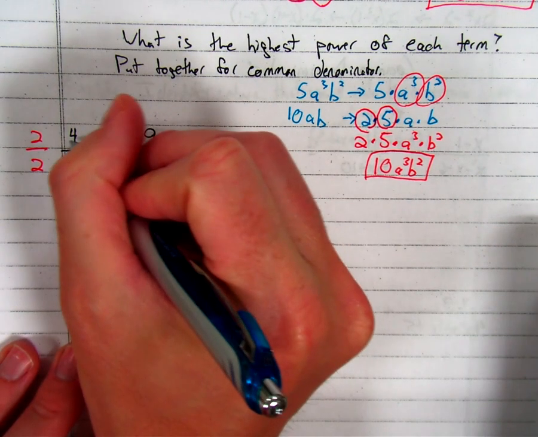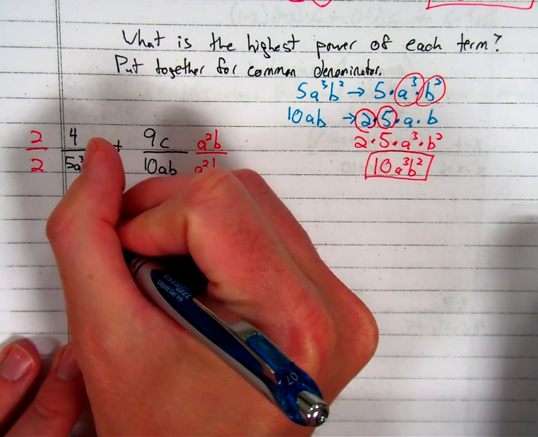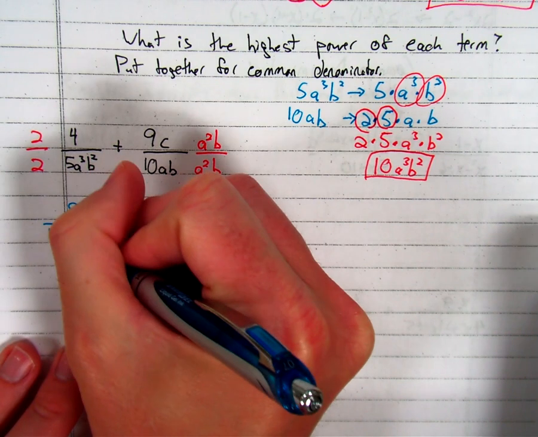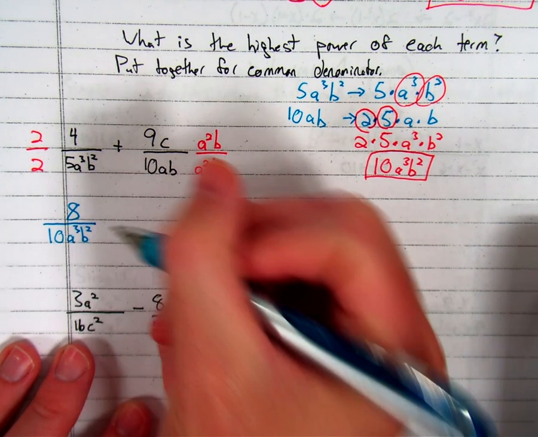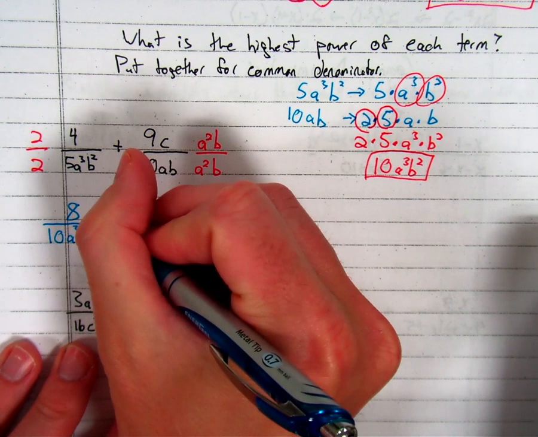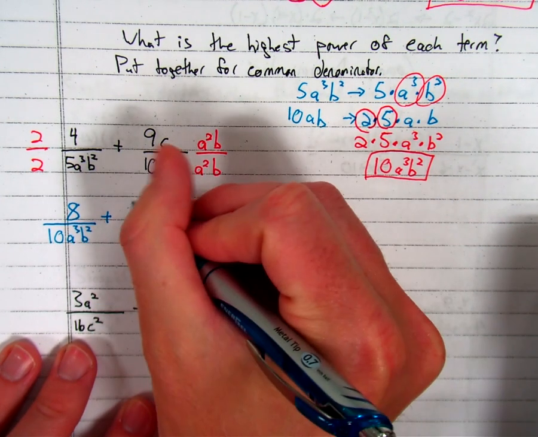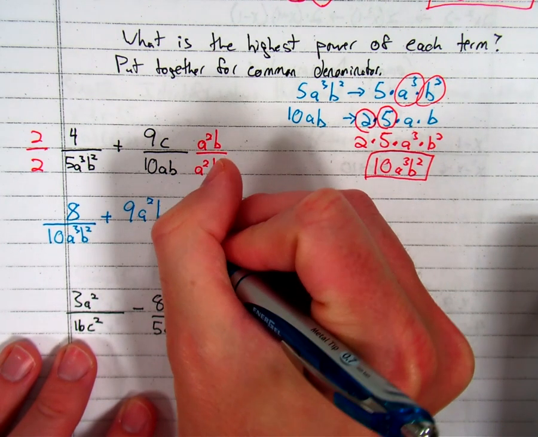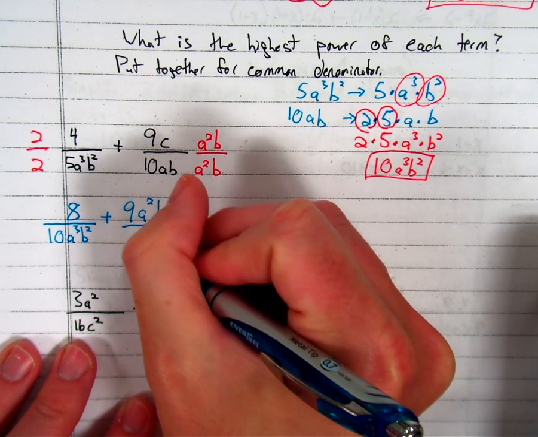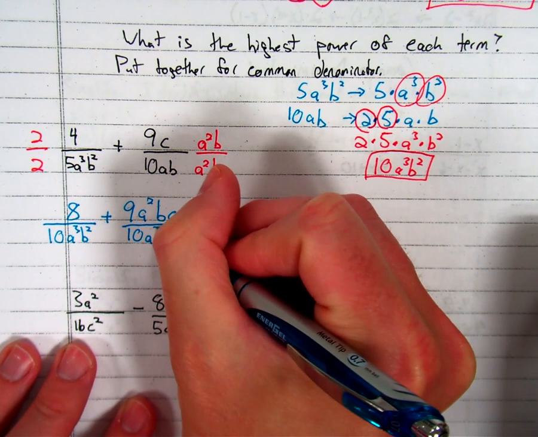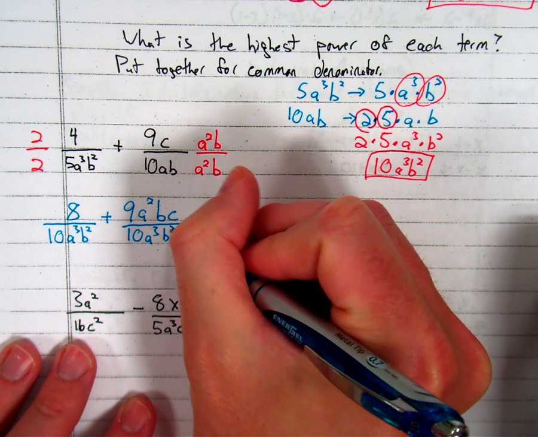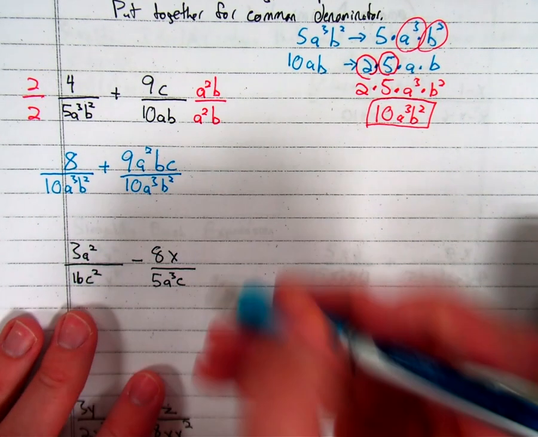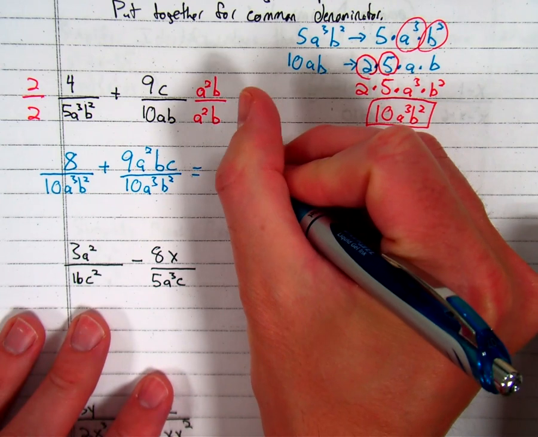Okay, now we're going to simplify. On the left-hand side here, we'll have 8 on the top over 10 a to the third b to the second, plus 9 a squared b c over 10 a to the third b to the second. And now we have a common denominator, so we can add them and write them as one fraction.